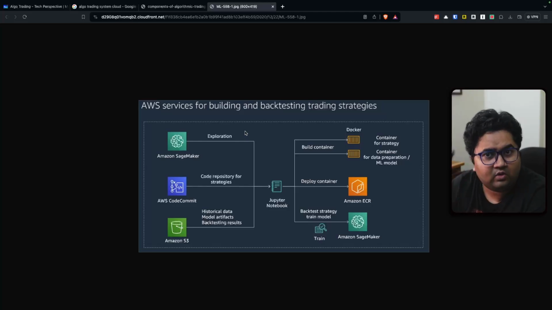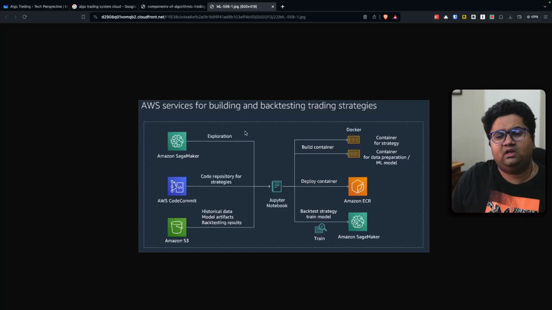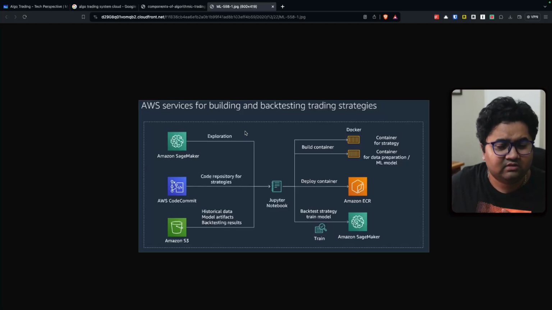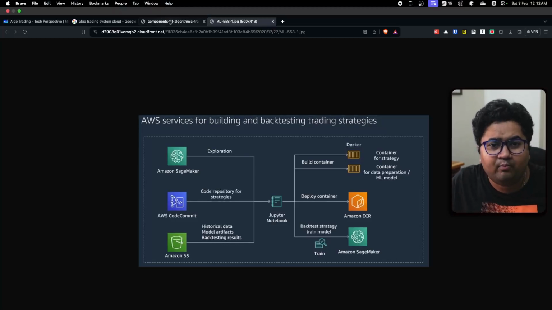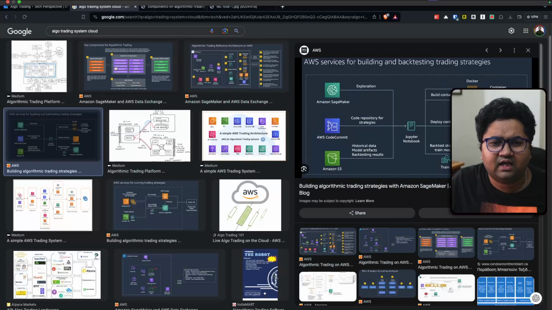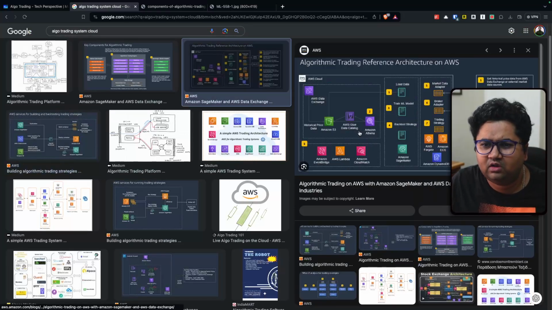Then there's CodeCommit, where all your code stays in case of any changes, version control, and all of that management. S3 buckets, where your historical data, models, strategy details could stay. Containers, where your core strategies are, your data preparation stuff is. ECR, which is the container registry, where everything is registered, and then the backtesting and training engine. So there's a lot of cloud components involved essentially that AWS is talking about.